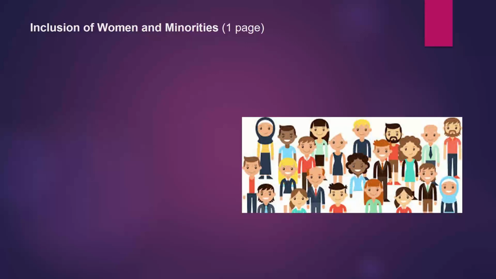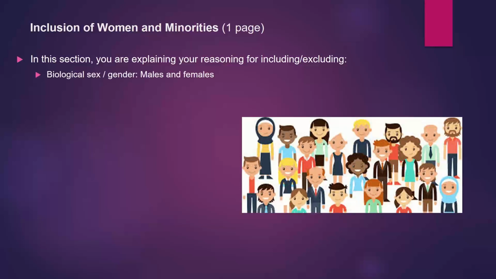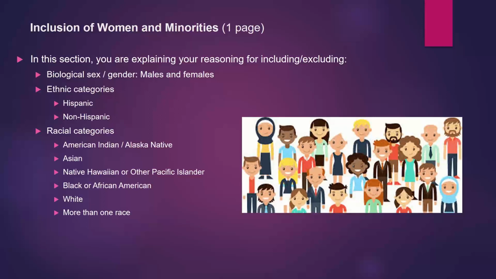Let's transition now to a separate section, inclusion of women and minorities. So this is typically less than a page long, but in this section, you're explaining your reasoning for including or excluding biological sex or gender, predominantly biological sex. So what's your rationale for including or excluding males and females? What's your rationale for including or excluding ethnic categories, so Hispanics versus non-Hispanics? And then what's your rationale for including or excluding various racial categories? So American Indian, Alaska Native, Asian, Native Hawaiian, or other Pacific Islander, Black or African American, white, or more than one race.